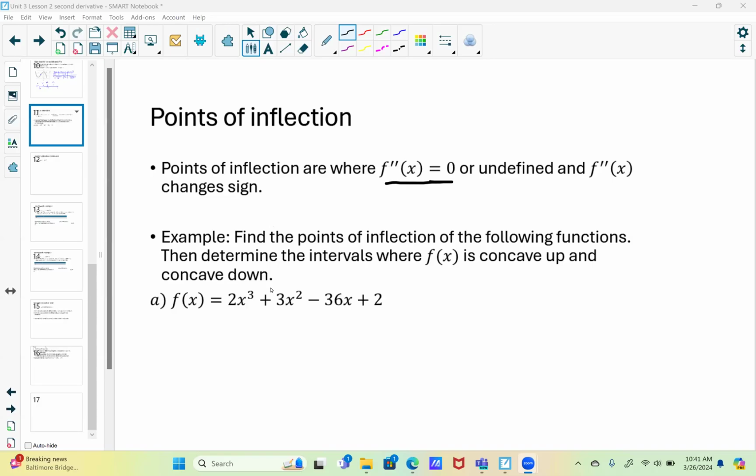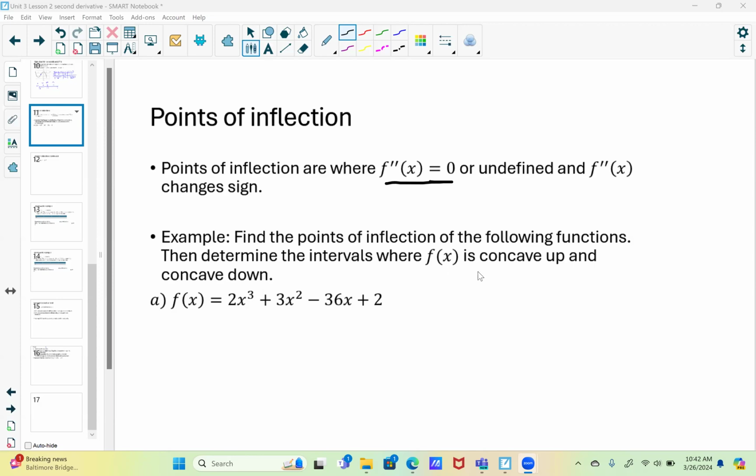In this video, we are going to look at how do we find points of inflection given an equation. So points of inflection are where the second derivative is equal to 0 or it's undefined, and the second derivative changes sign. Now in this class, we pretty much will only deal with the case where the second derivative is equal to 0. So we are going to do an example to show you how to do this.